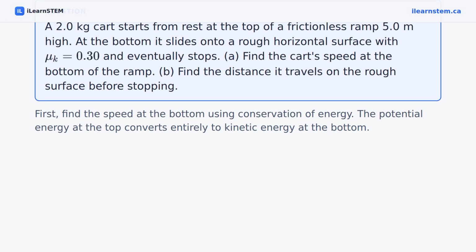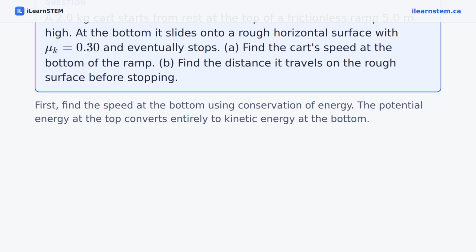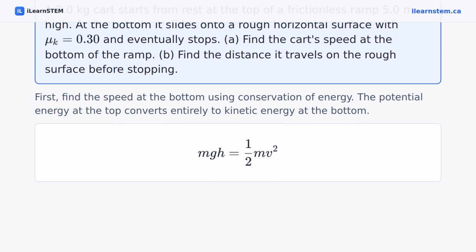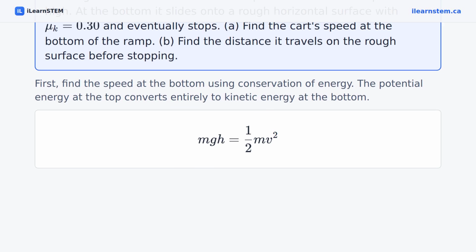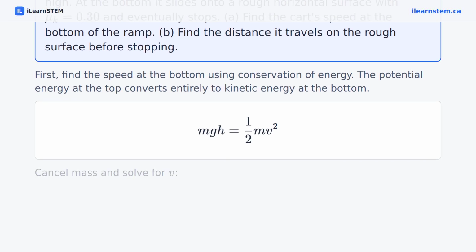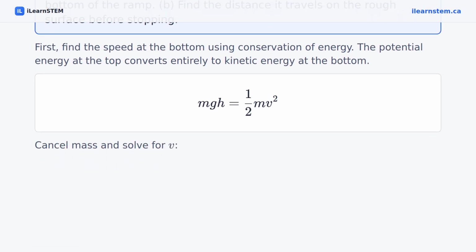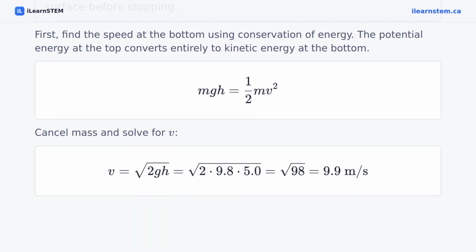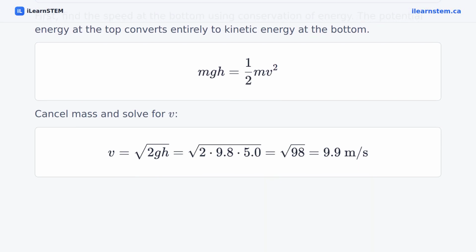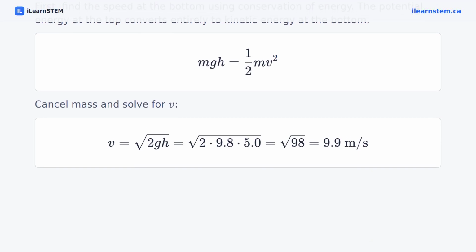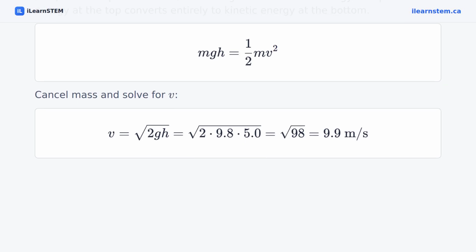The potential energy at the top converts entirely to kinetic energy at the bottom. You set gravitational potential energy equal to kinetic energy, mgh equals 1/2 mv squared. Cancel mass and solve for v. v equals the square root of 2gh, which is the square root of 2 times 9.8 times 5.0, equals the square root of 98, which is 9.9 meters per second.